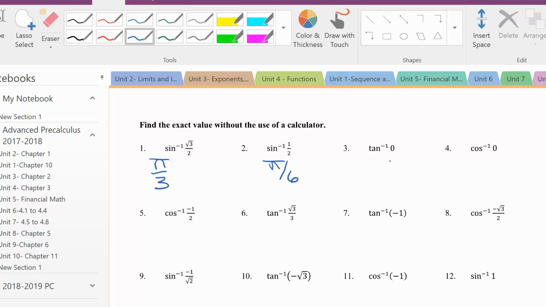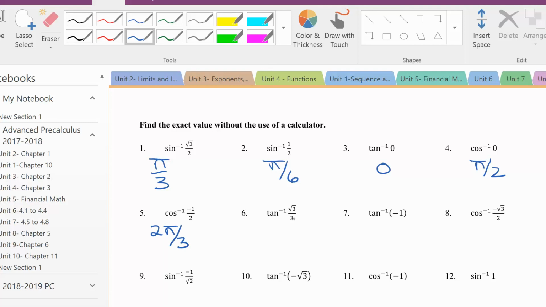Tangent inverse of 0 is 0. That's because the y over x is 0 over 1. Cosine inverse of 0, well, the cosine is 0 at pi over 2. Cosine inverse negative 1/2. So now we're in the second quadrant, and the cosine is 1/2 with a pi over 3 angle, but in the second quadrant, that would be 2 pi over 3.